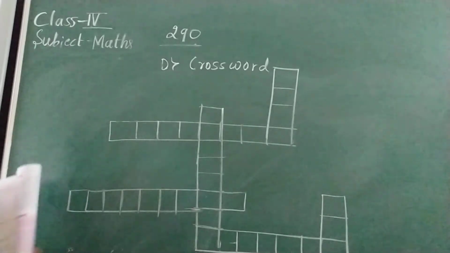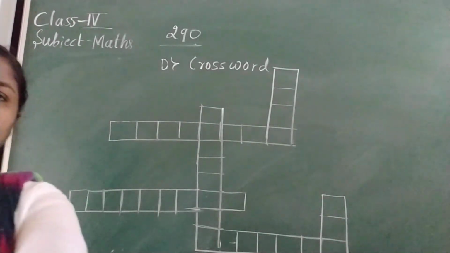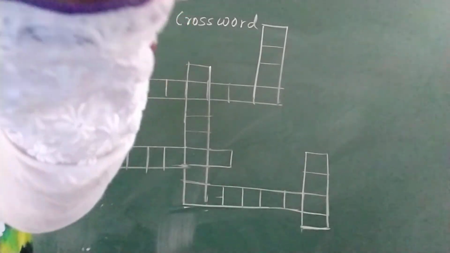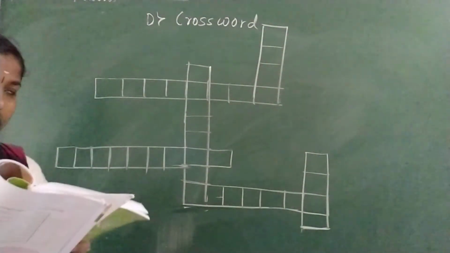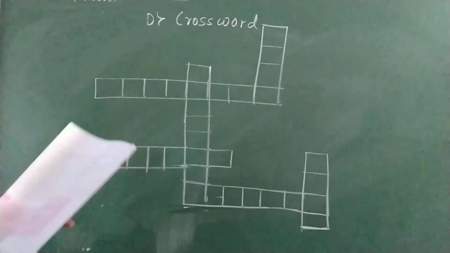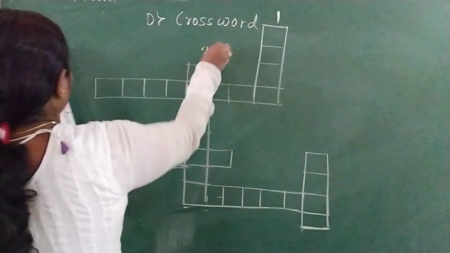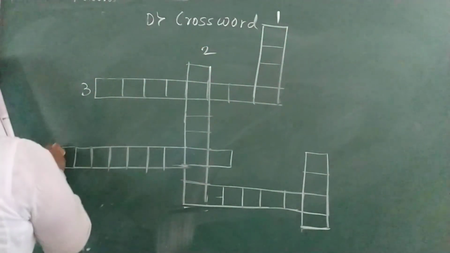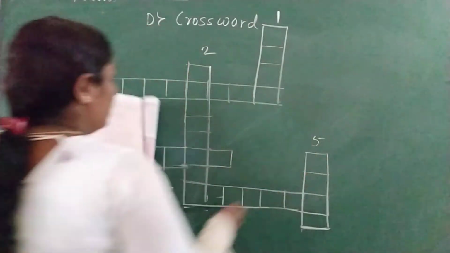Now let's see the questions. A crossword is like a puzzle. We'll see this. First question, across. Across means side by side. First one, the number I have to mention. This is 1, this is 2, 3, 4, 6 and this is 5.